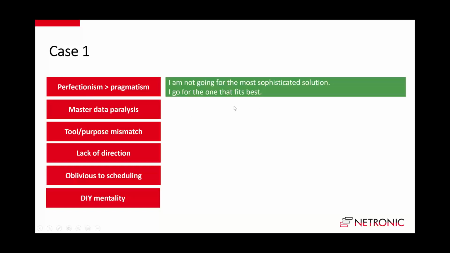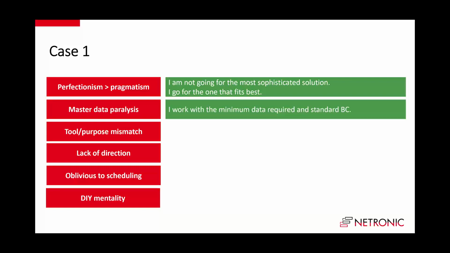So in terms of perfectionism bigger than pragmatism, I said, well, honestly, for me, it's okay if I'm not going for the most sophisticated solution. I go for one that fits best. And I just work with the minimum data required and with standard Business Central. So I set up work centers, I set up machine centers, I have a shop calendar, and I have production orders with routings.